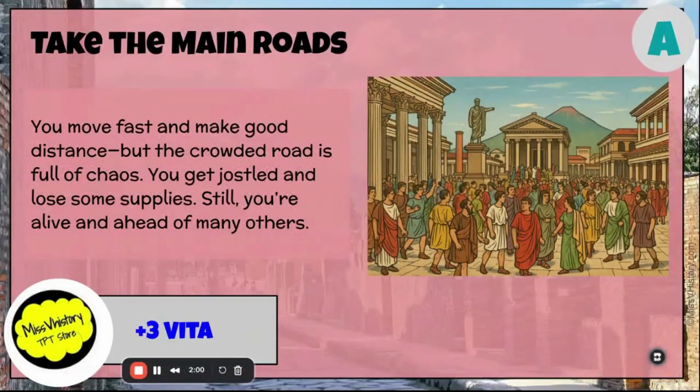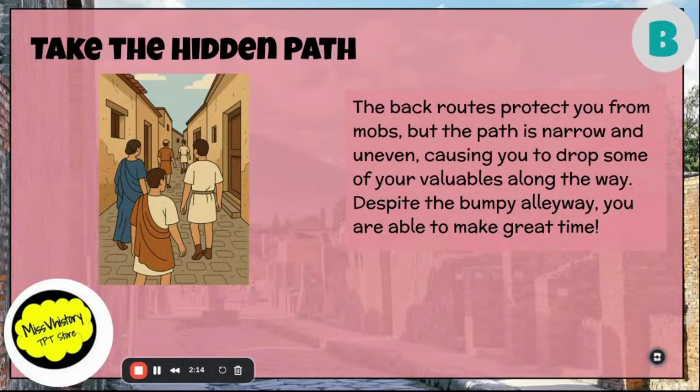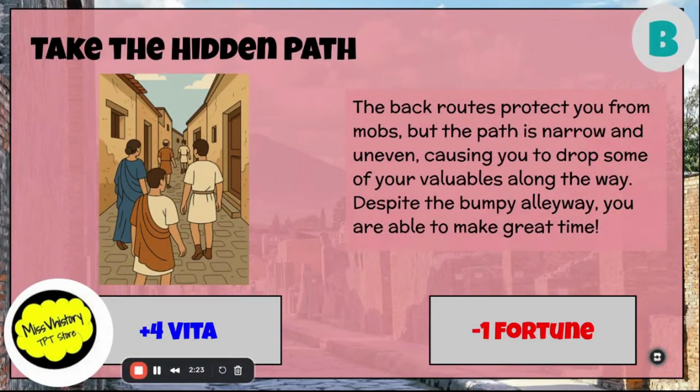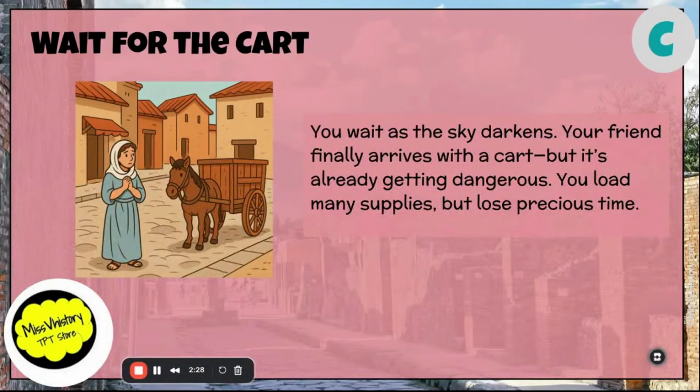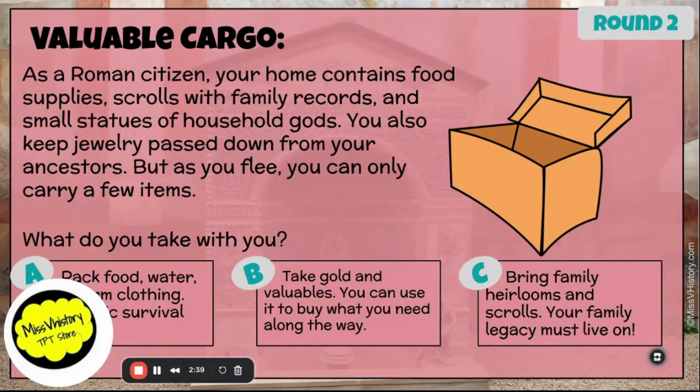So if they take the main roads, they would earn 3 Vita points, but also lose a fortune point, because along the way they get jostled and bumped by people and lose some of their fortune. If they go with option B, taking the alleyway, they would gain 4 Vita points because it's narrow, so they're a little bit more protected, but along the way they'd lose some of their valuables. And then finally, if they wait for the cart, it's taking up precious time, so they would lose 2 Vita points, but they would be able to take more things with them, so they would get 4 fortune points.